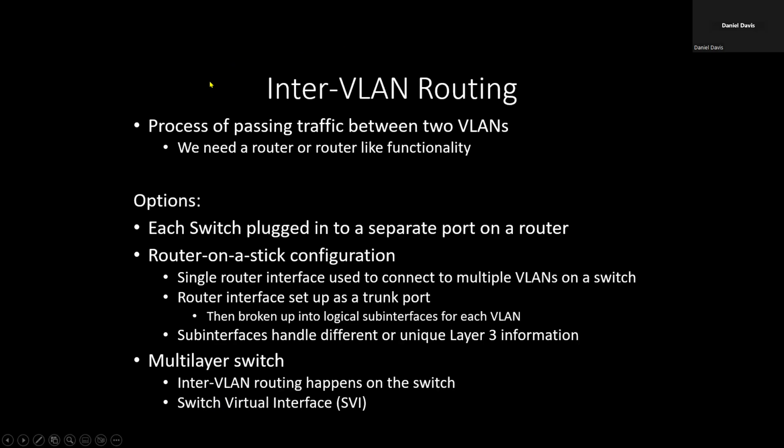Inter-VLAN routing. This is the process of passing traffic between 2 VLANs. So again, normally when we want to communicate between 2 networks, we need a router or some kind of router-like functionality. And since we just created multiple broadcast domains, or sort of multiple networks, with our VLANs, we need a router or some router-like functionality for communication to happen between those broadcast domains.